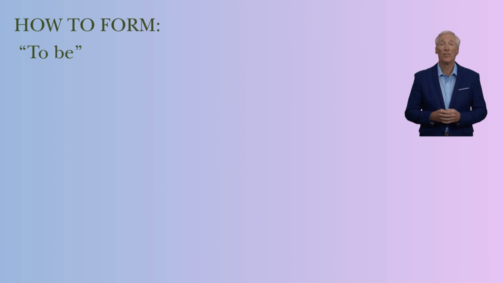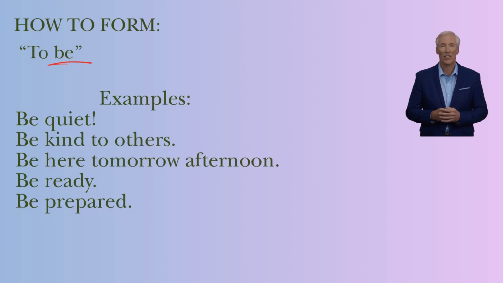Let's look at the verb to be. It's a little different. We don't say are quiet or is quiet. We just use the base form be. Examples: be quiet, be kind to others, be here tomorrow afternoon, be ready, be prepared.